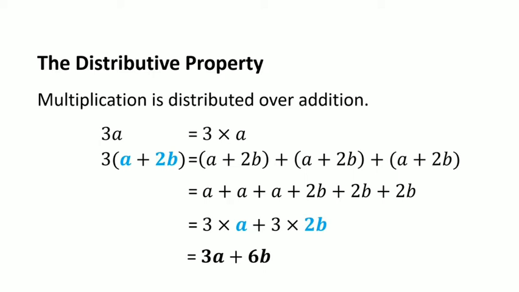Moving from 3 into (a plus 2b) to 3a plus 6b is what we call expansion by the distributive law. You would recognize that the 3 is multiplied by every individual component within the bracket. So 3 into (a plus 2b) is equivalent to 3a plus 6b.